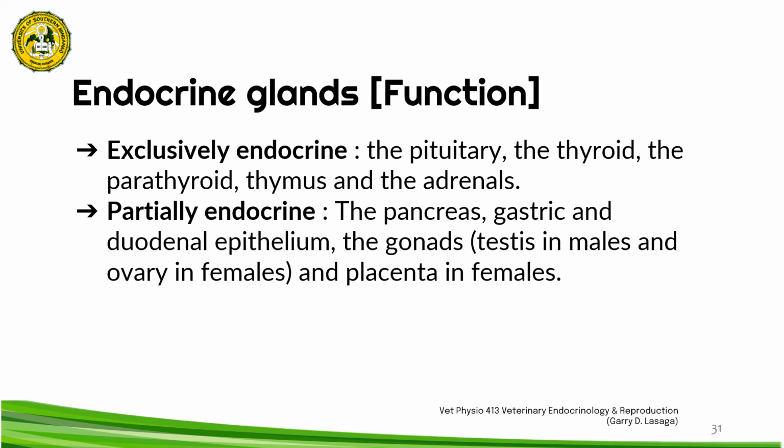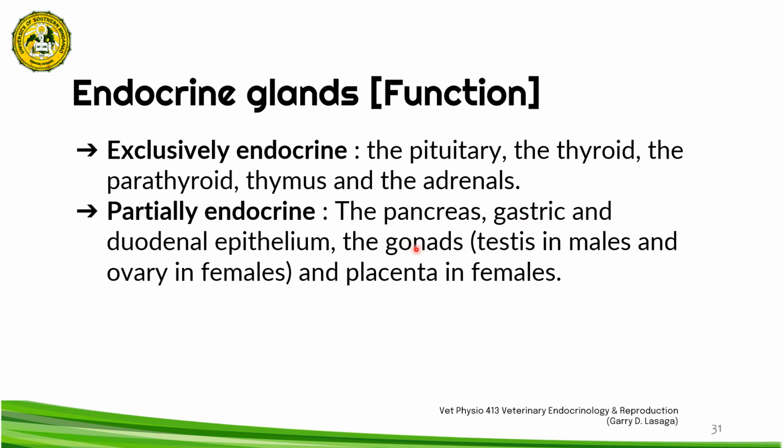The pancreas is considered to be a partially endocrine gland, because in the first place, the pancreas has two parts. It is not mainly an endocrine gland, but it also has an exocrine part, the exocrine pancreas, which will produce the pancreatic enzymes or the pancreatic juices. The same is true for the gastric and the duodenal epithelium. Aside from producing the endocrine hormones, these parts of the digestive system will also produce gastric juices and mucus.